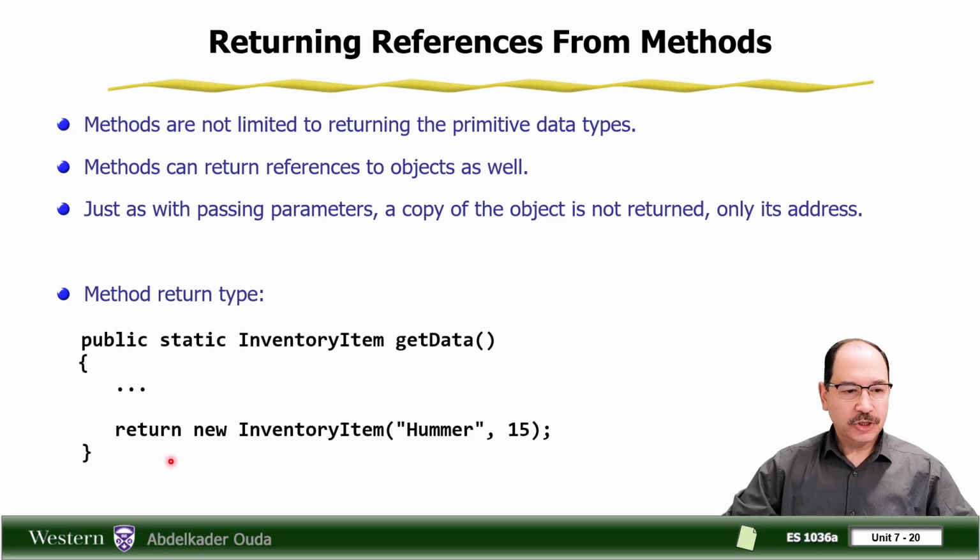And the method itself returns a value of type InventoryItem. In this line, I'm creating a new object of type InventoryItem, calling the third constructor of this class. I'm sending the string value hammer and the integer value 15. Once we call this constructor, we create an object of type InventoryItem and we return that object. The return here doesn't return the object itself, but it returns the address of the object.